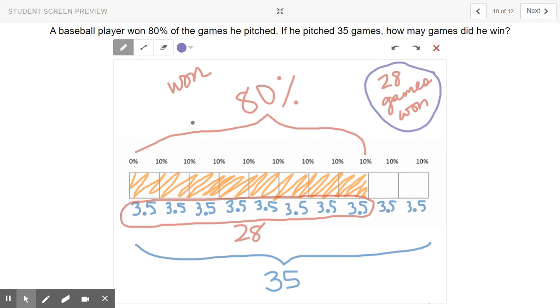Now, I actually didn't do 3.5 times 8. What I did is, I'll show you. I noticed that 3.5 plus 3.5 equals 7. So I matched up the other 3.5 and 3.5. That's another 7. Here's another 7. And here's another 7. That allowed me to see, 7 times 4, 28 games.